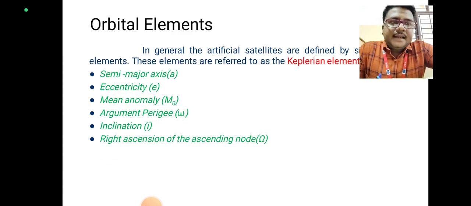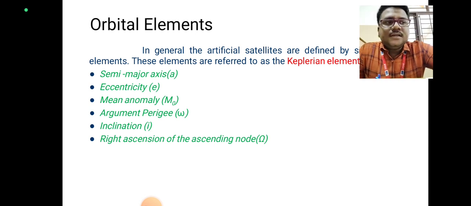Next is the orbital elements. We have discussed the 14 parameters which define the satellite in space. Among them, the major 6 elements are called Keplerian element sets. The major elements are semi-major axis, eccentricity, mean anomaly, argument of perigee, inclination, and right ascension of ascending node. These 6 elements are referred to as Keplerian element set.